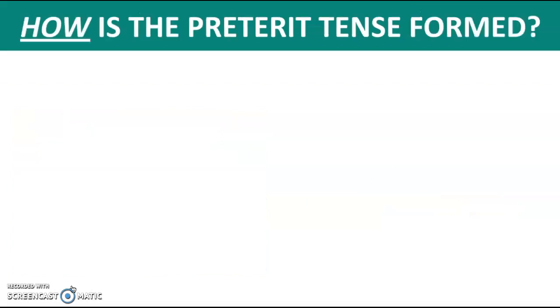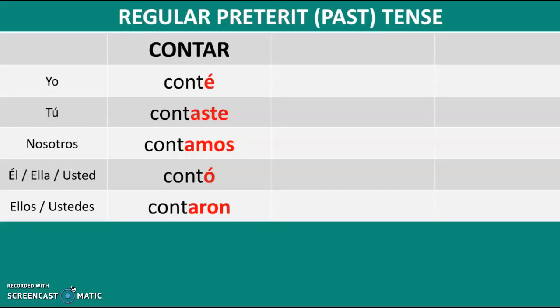So how is the preterite tense formed? We're now going to look at the conjugation. So if at any point you don't remember something or you might just need a refresher, please feel free to pause the video and write down your endings. So to look at our chart, it is a little bit different than the normal chart. The nosotros and the él, ella, usted are flipped, but it should be: aste, amos, ó, aron. All right, so those are your AR endings.